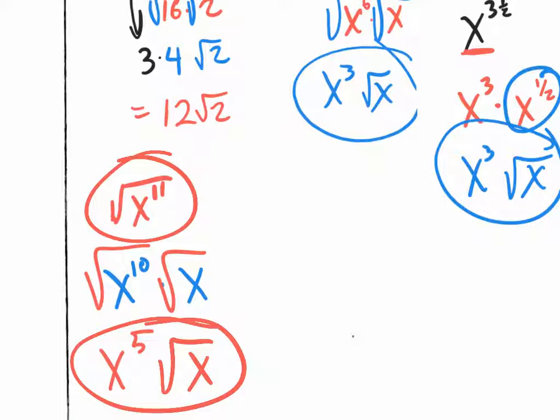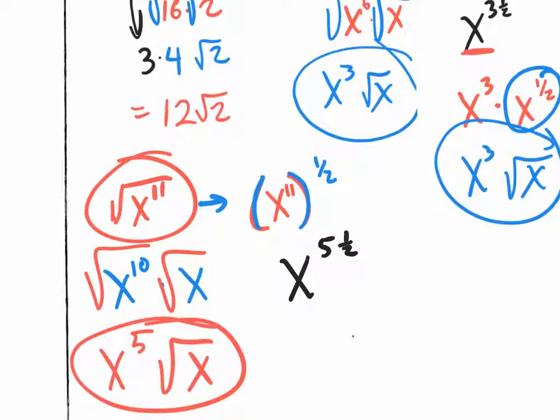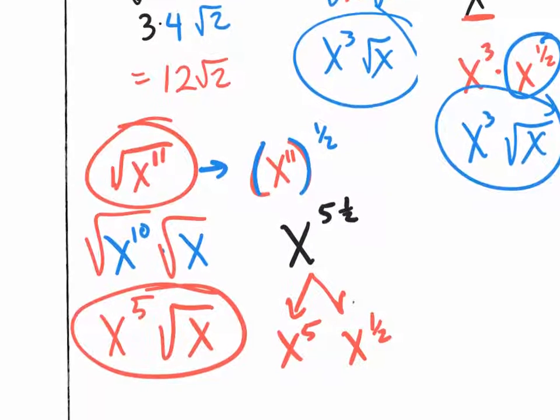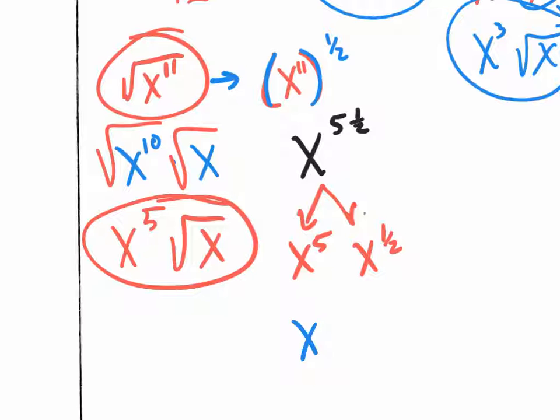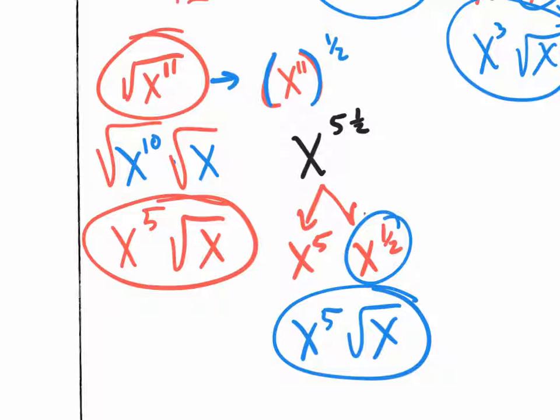Now, the alternative way of doing it would say, rewrite it as x to the 11th to the 1/2 power. 11 times half. What's 11 divided by 2? That's really 5.5. So when you multiply those, you really do get x to the 5 and 1/2 power. And from here, you could split them and write it as x to the 5th and x to the 1/2. So x to the 5th is simply x to the 5th. It stays. But x to the 1/2, that's really the square root of x. So you get the same answer, just done a different way.